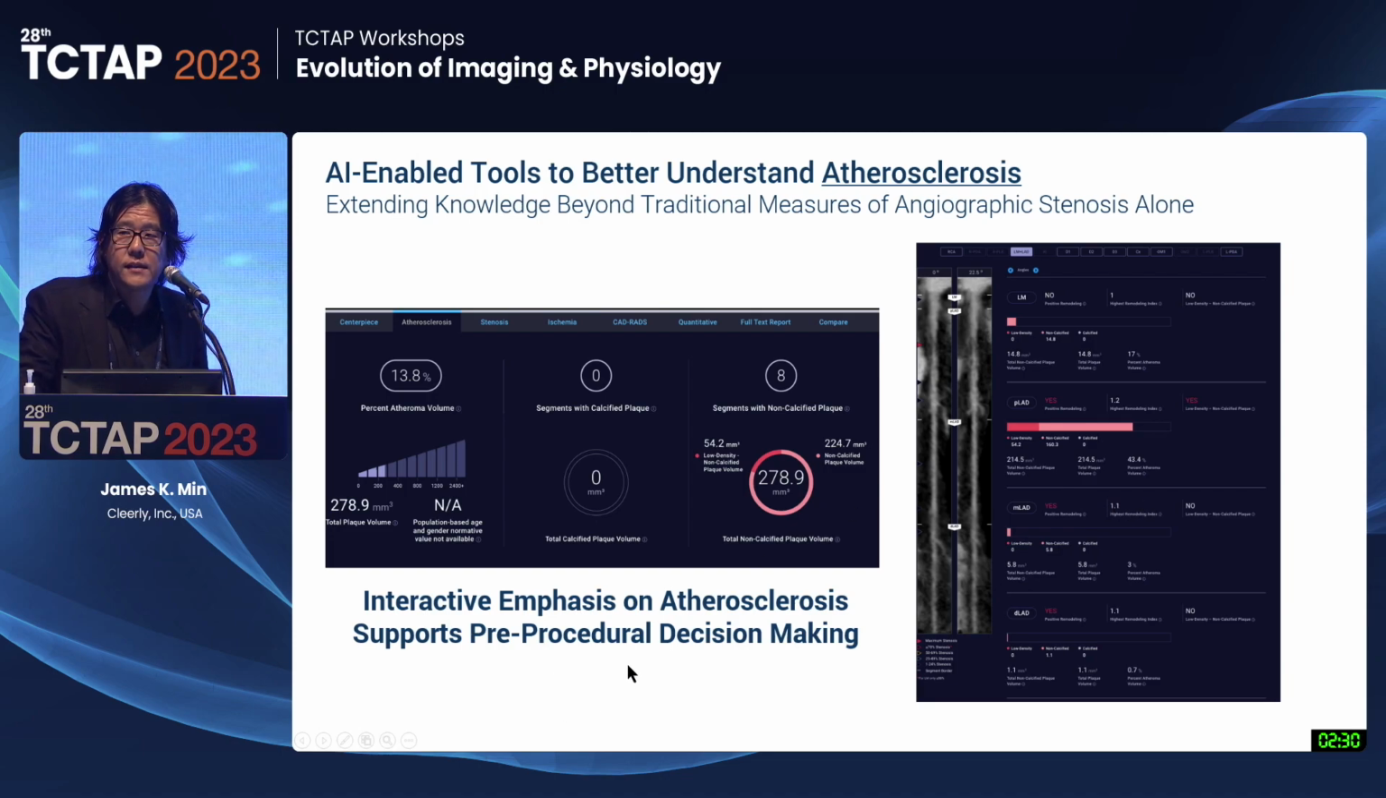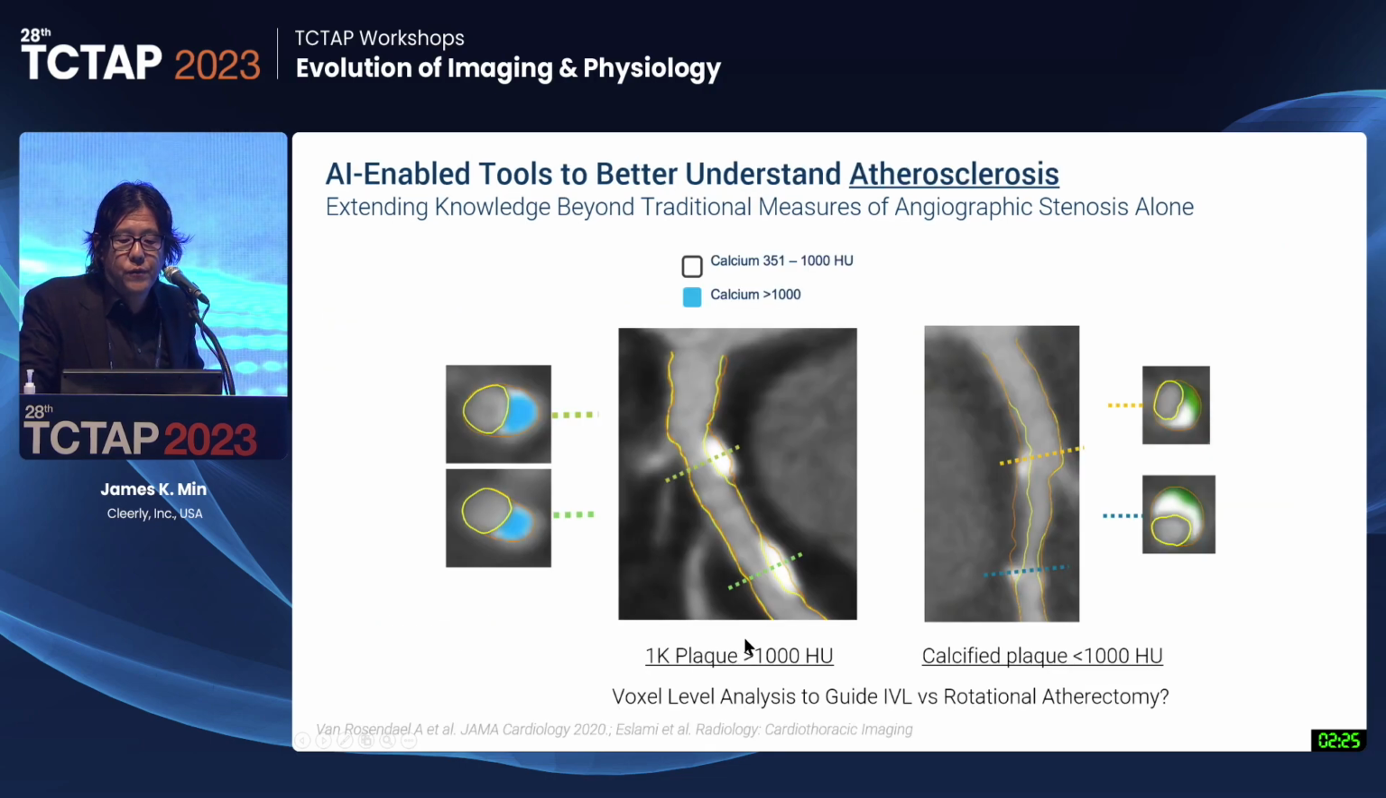And I think that does have important implications on pre-procedural decision-making. For example, if you take these two LAD arteries and you look at these calciums, what you can see is these calcified plaques are extremely different. In fact, this one here is so bright, and this one's not that bright. We had published a paper back in 2020 in JAMA Cardiology showing that these plaques on the left, these very bright, dense calcified plaques, are actually protective against myocardial infarction, while these over on the right are not.